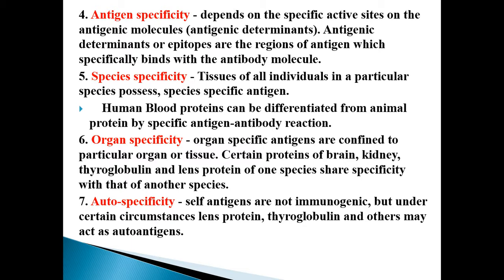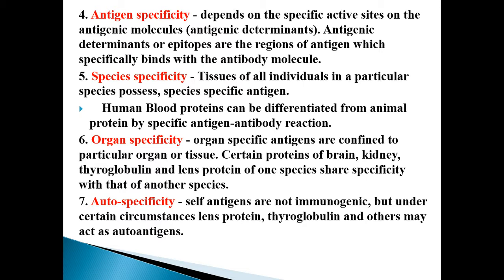Antigen specificity depends on the specific active sites on the antigenic molecules. Antigenic determinants, or epitopes, are the regions of the antigen which specifically bind with the antibody molecule. Species specificity: tissues of all individuals in a particular species possess species-specific antigen. Human blood proteins can be differentiated from animal protein by specific antigen-antibody reaction.